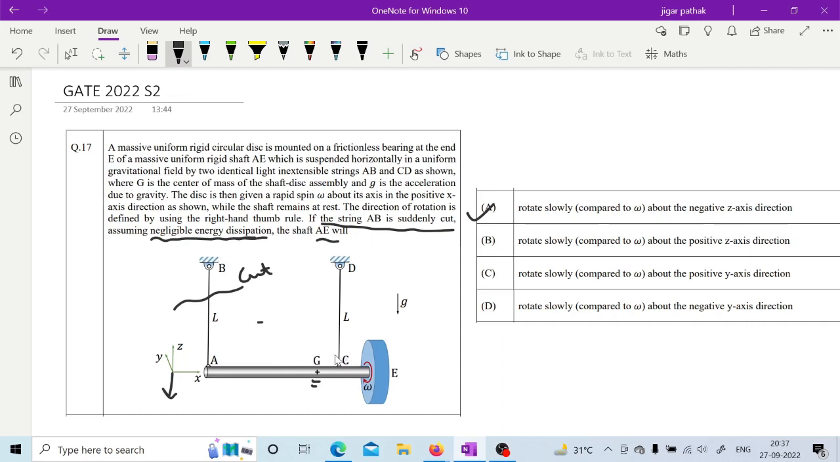But what we can say is, this AE will rotate about the Z axis, na? AE will not rotate about the Y axis. What they have asked is what will happen to this shaft AE. Can you see, this shaft AE is going to rotate about this Z axis only, na? It is not going to rotate about this particular Y axis.